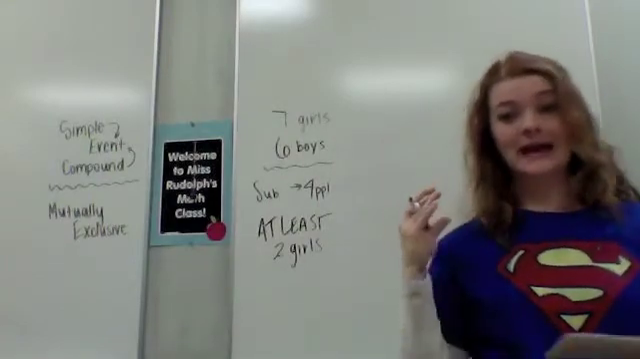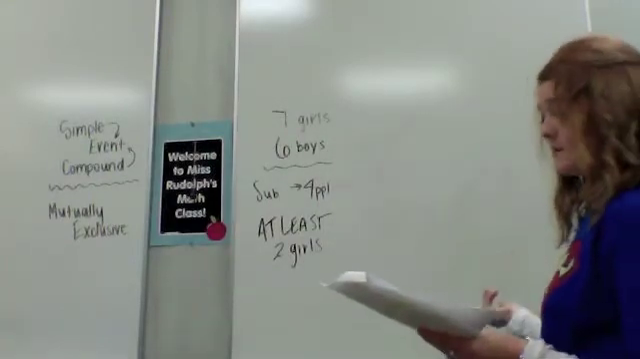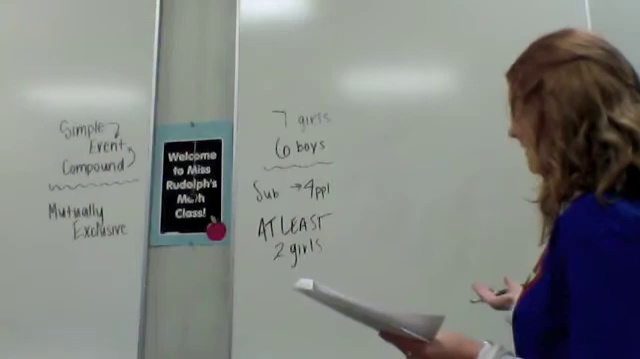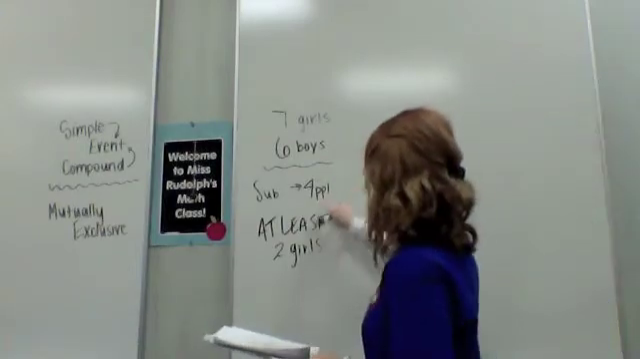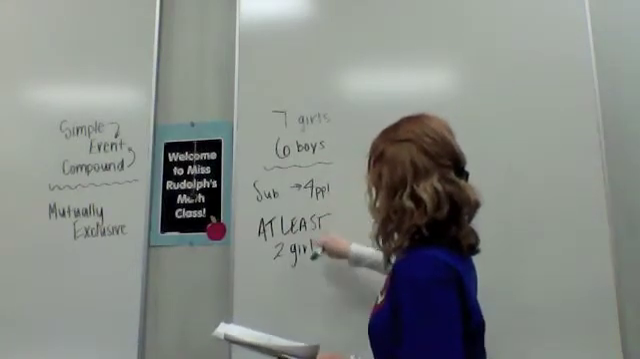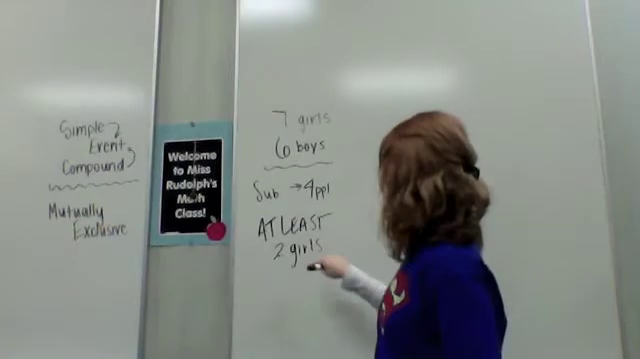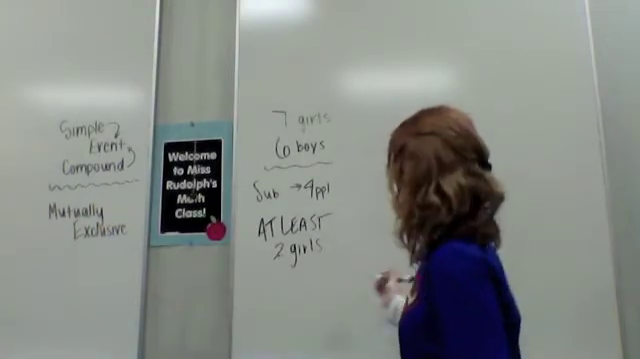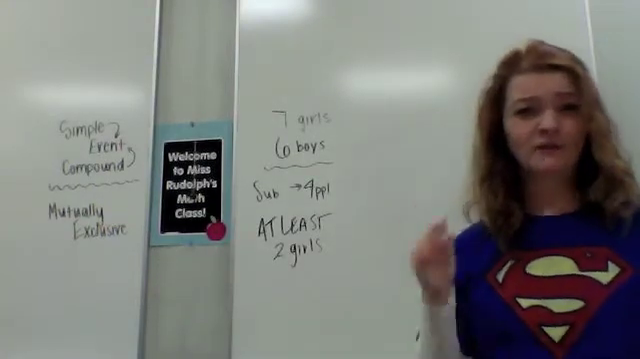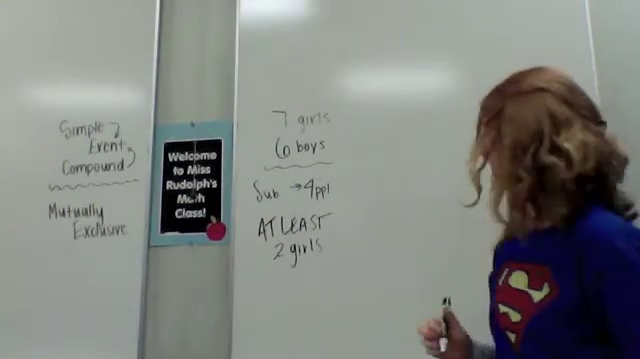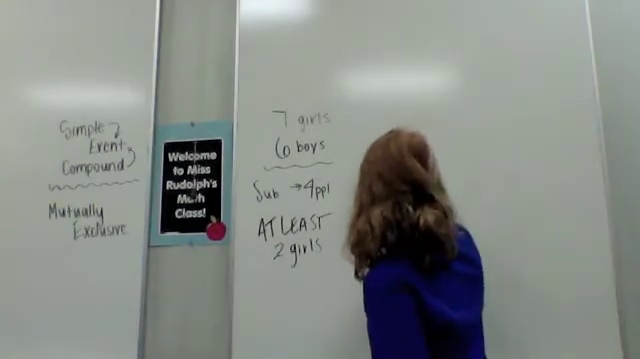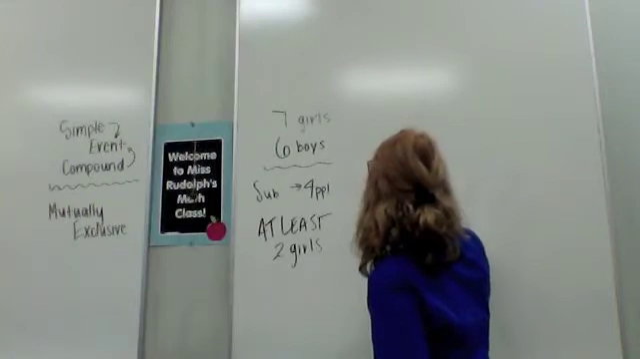So this means at least 2 girls. What that could mean is we could have a choice of having 2 girls being chosen for the 4. We could also have the probability of 3 girls being chosen for the 4. And we can also have the probability of 4 girls being chosen for that prom committee. So I'm going to set this up. We could have 2 girls.